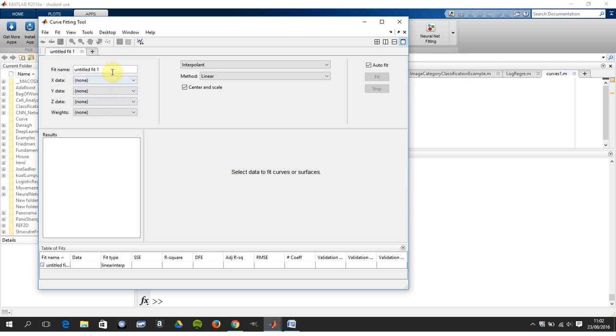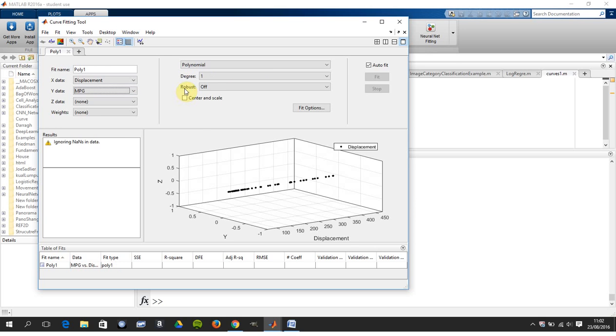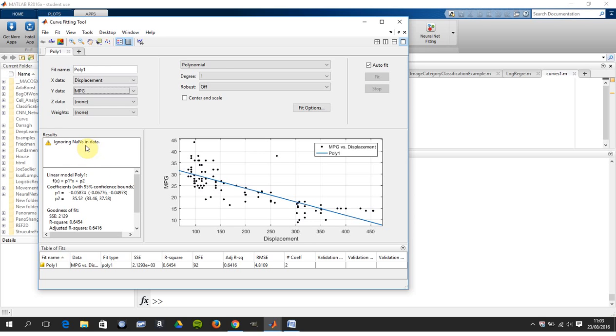We're going to call this poly 1. A polynomial of degree 1 is a straight line. Displacement is the thing that causes the effect, and the thing that is being affected is MPG. I'm going to leave off center and scale for the moment, and you see here NaN, so it ignores the not a number. I think there were 5 or 6 of them, so it'll plot for the 94. It gives you the little graph there, and it gives you the line of best fit here.